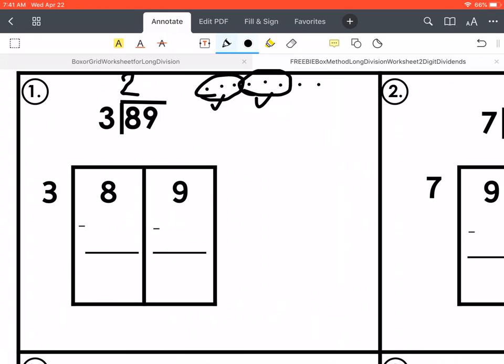So I'm going to write 2 right up above that 8. Now remember, there's a pretend multiplication sign up there. So what is 2 times 3? You can use your multiplication chart to help you if you're not sure. 2 times 3 is 6. 6 goes down below.